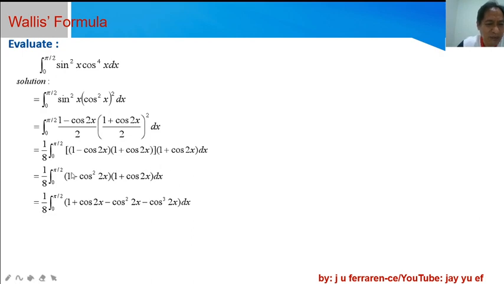So I can now distribute. Okay, I have 1 with the cosine 2x, then I have 1 minus cosine squared, and this is minus cube of a cosine. So these are terms where the first and second terms are already integrable. The third term needs further transformation under the same case. Now, we still have the even power of a cosine.